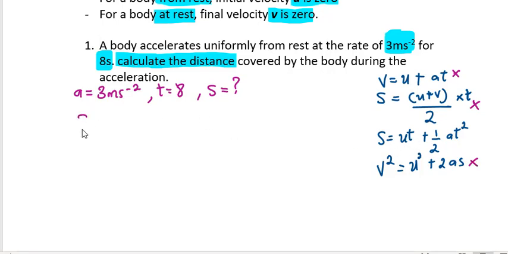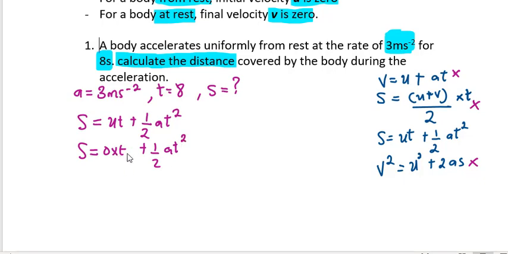So we have x is equal to ut plus 1 over 2 at squared. Now look at why this formula works, because they say it's from rest, so u is 0, so s is equal to 0 multiplied by t plus 1 over 2 at squared. You know that anything multiplied by 0 is 0, so that part is gone. So everything about here is 0, so we can just leave it. Now we have 1 over 2 at squared. Hope you paid attention and you got what I did.